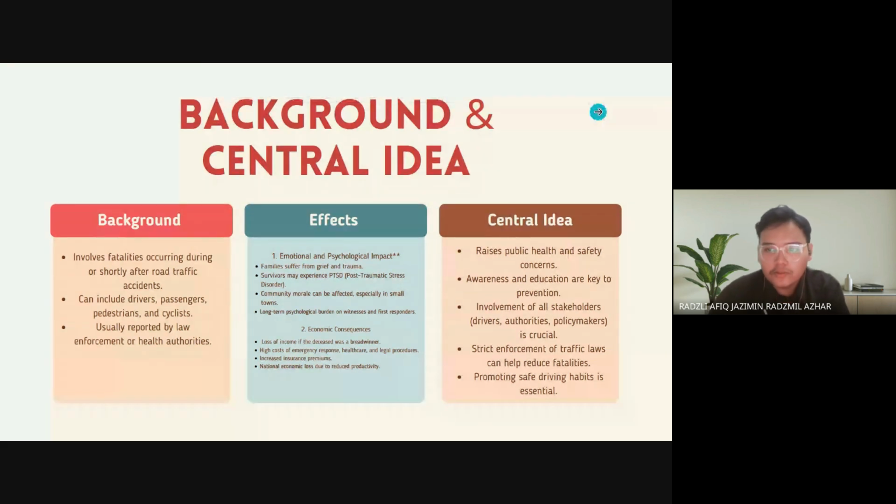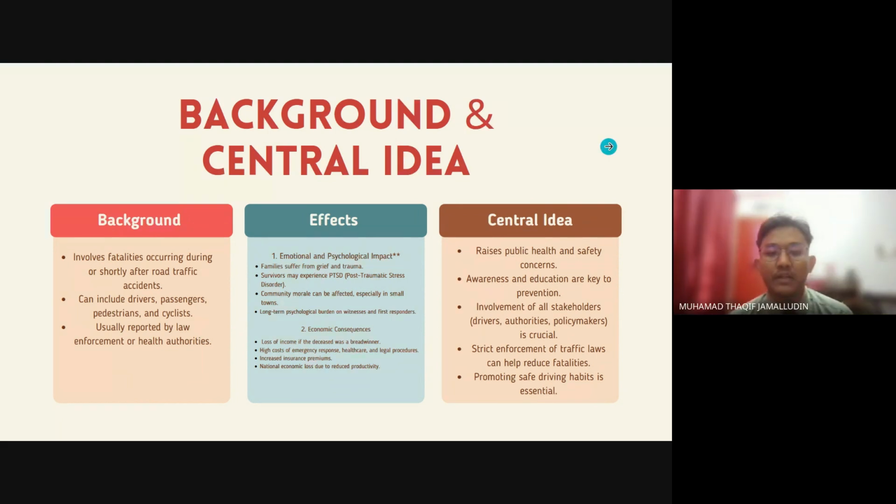Road fatalities can also include not only drivers but also every user of our roads, such as cyclists or motorcyclists, even pedestrians themselves. And they are usually reported by law enforcement or health authorities, or also, as fellow Malaysians, we are quite busybodies. So we usually slow down when we see accidents, so they will also report them. Right, so I will pass back the floor to Takif for the effects of this topic.